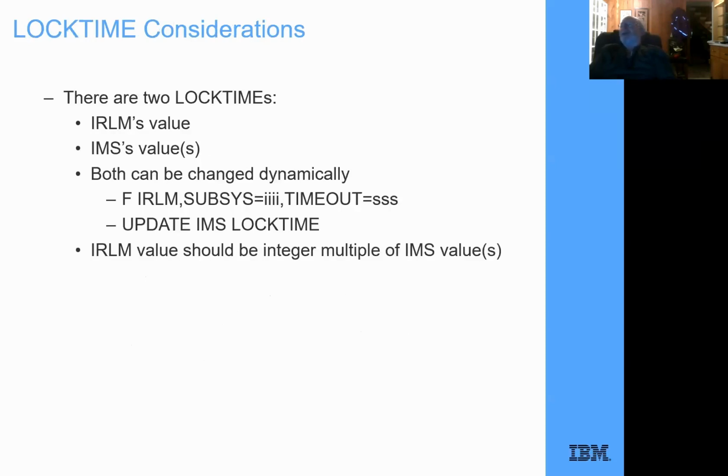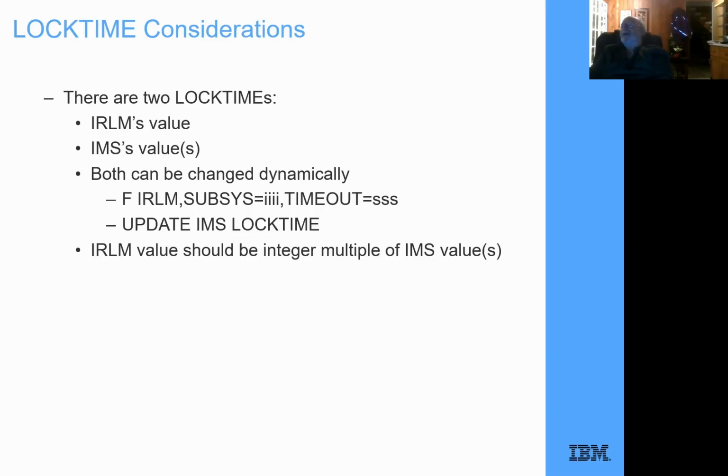So an important concept here is that there's two lock times. There's IRLM's value, that's the value that IMS passes to IRLM at Identify. And then IMS has values for batch-oriented and message-oriented. And both of these can be changed dynamically. With a modify command, you can change the IRLM timeout value, and you can change IMS's values with an update type 2 command, update IMS lock time value.